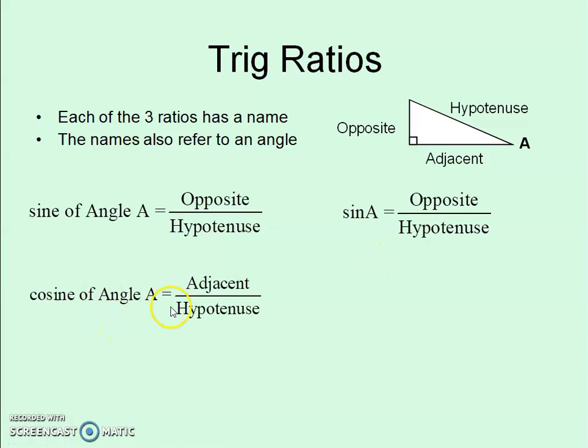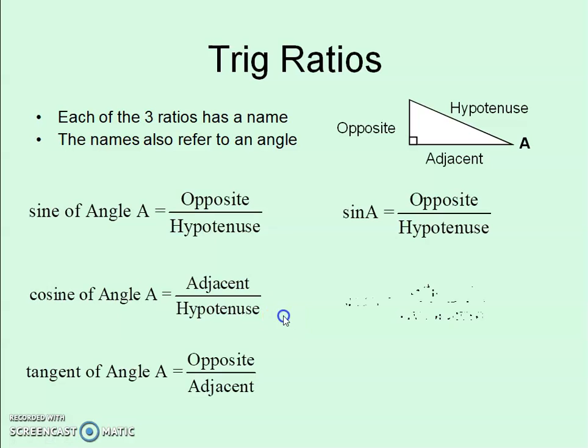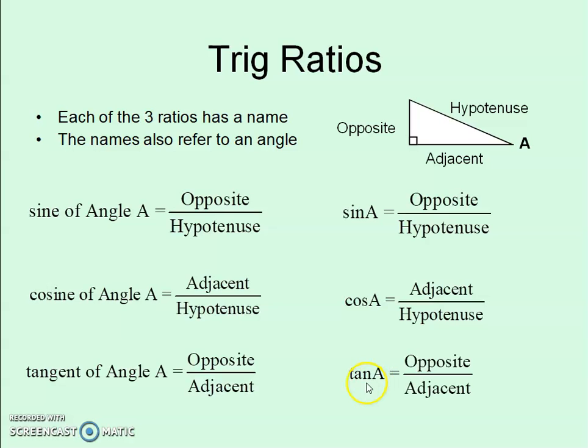The cosine of angle A, typically written like this, cos A, is the adjacent over the hypotenuse, and tangent, which is written tan A, is the opposite over the adjacent. So there are three different ratios, and for today, we're not going to find missing values using them yet. We're just going to learn how to label them.